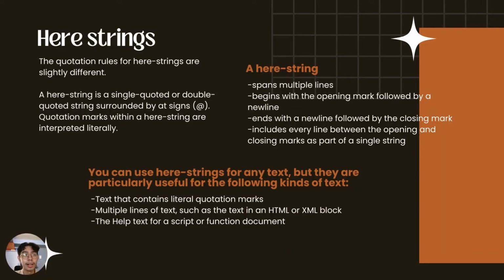You can use here-strings for any text, but they are particularly useful for the following kinds of text: text that contains literal quotation marks, multiple lines of text such as text in an HTML or XML block, and the help text for a script or function document.